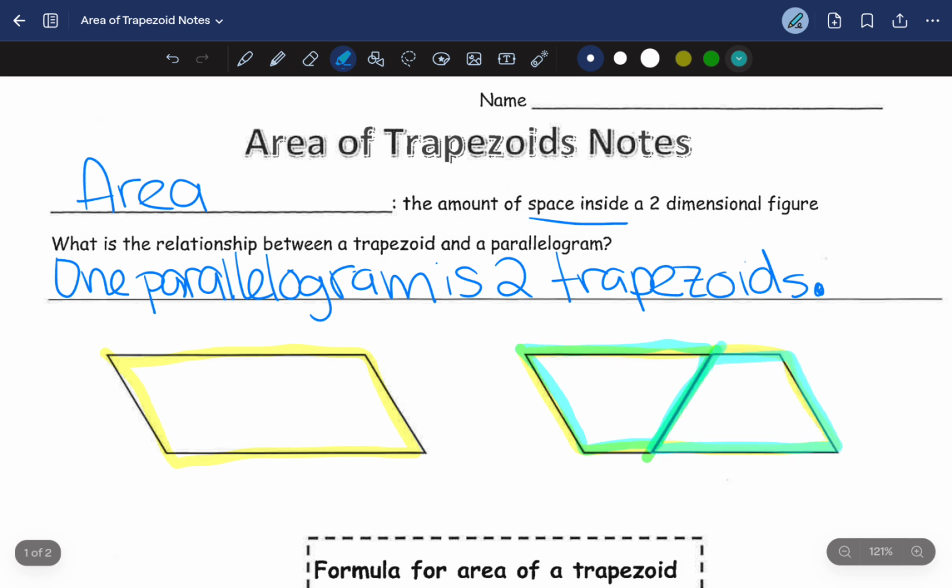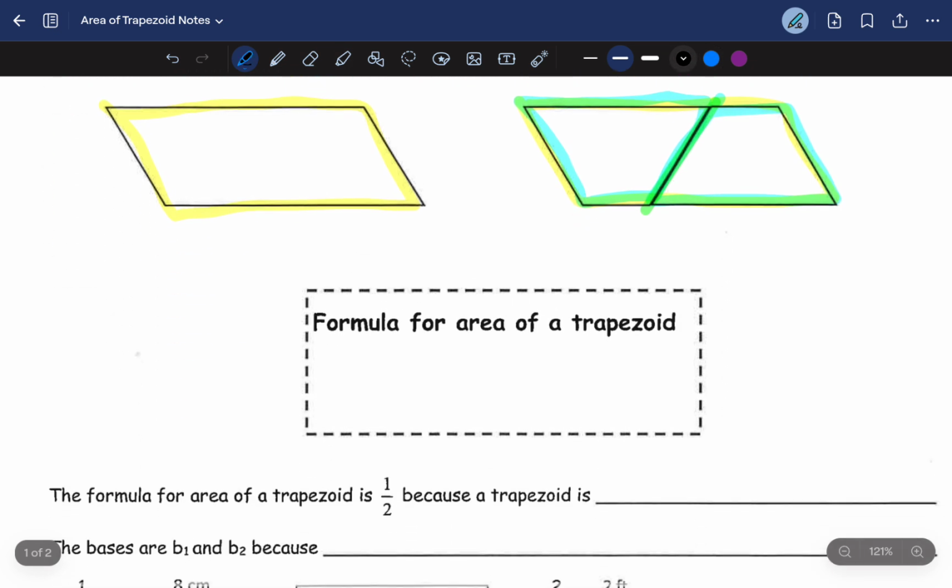So one's facing up and the other's facing upside down. So the question is, what is the relationship between a trapezoid and a parallelogram? Well, essentially, they're both parallelograms, right? But one parallelogram can make two trapezoids. Now, if I'm going too fast, remember you can always pause the video. So I'm going to keep scrolling here.